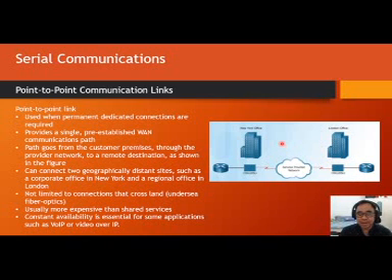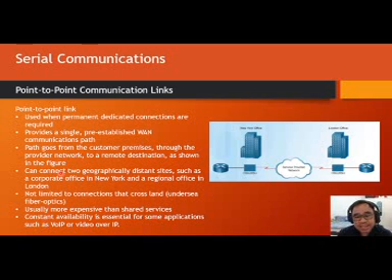So they are connected geographically. They are in distant sites, but they are connected. It can connect to geographically distant sites such as the corporate office in New York and a regional office in London. It is not limited to connections that cross land; it can go undersea, over fiber optics. Usually more expensive than shared services.